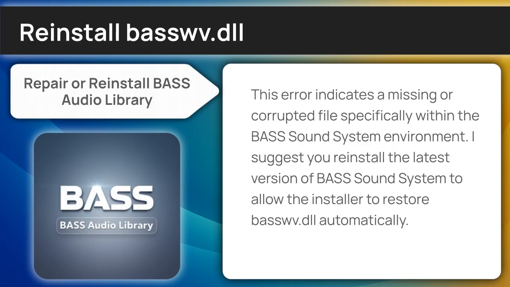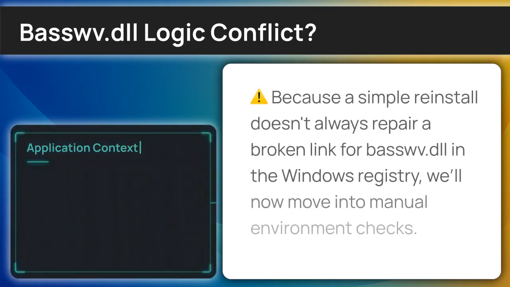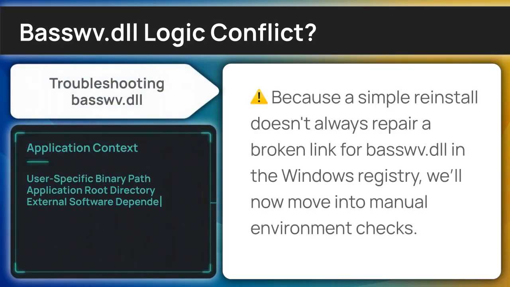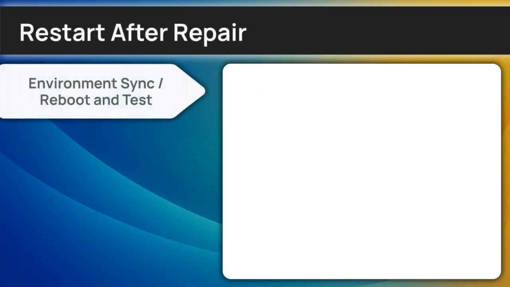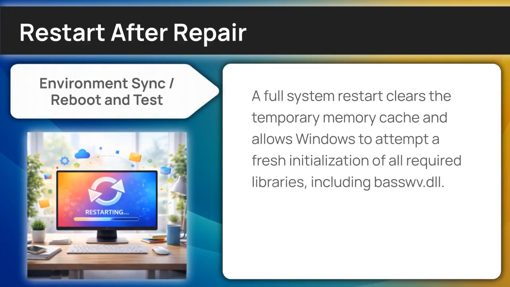Reinstalling the latest official version of BASS sound system is the fastest way to restore the Basswv.dll and get the program running again. If you're still finding yourself stuck after the reinstall, our next priority is to check for any active blocks in the system path. A quick system restart is a practical way to ensure that all shared libraries, including the Basswv module, are being loaded correctly into the current session's memory.